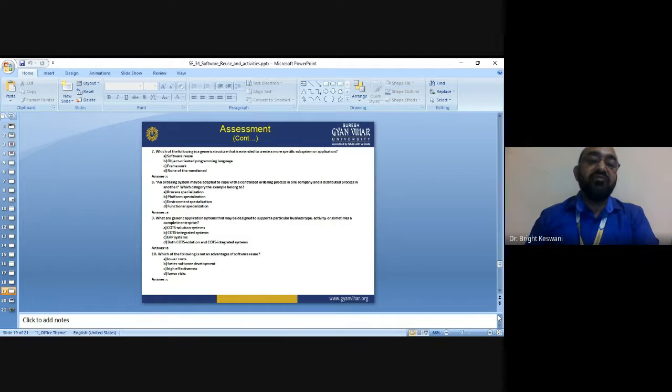The answer is framework. An ordering system may be adopted to cope with a centralized ordering process in one company and a distributed process in another. Which category the example belongs to? Four options are process specialization, platform specialization, environmental specialization, or functional specialization. The right answer is process specialization, that is A.